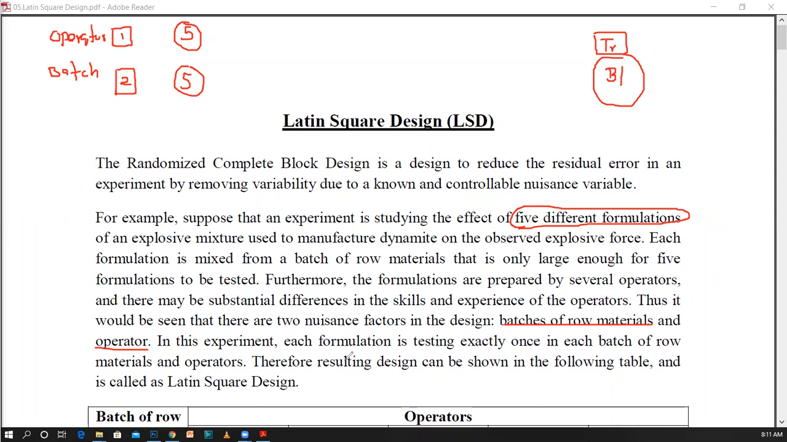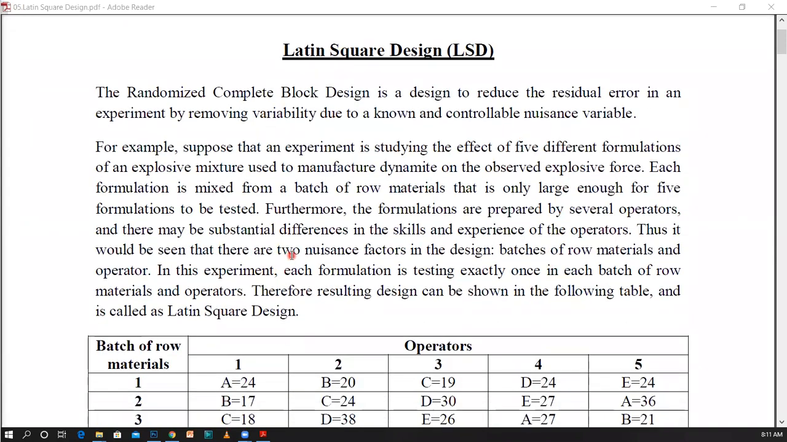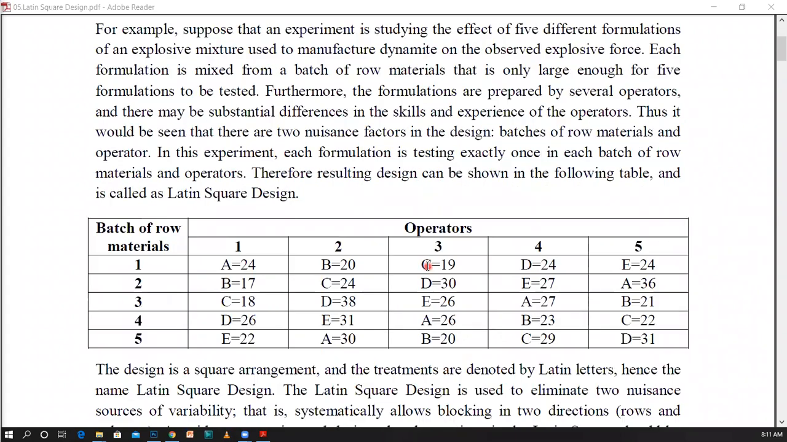In such situations, think about it: one raw material batch can be just enough for 5 formulations. The second batch may be enough for another 5 formulations, and there are some operators also, with different skill levels and experience levels. Therefore, I told you that we can use a Latin square design for such situations in the existence of two nuisance factors. If you look at the data layout, it is like this.